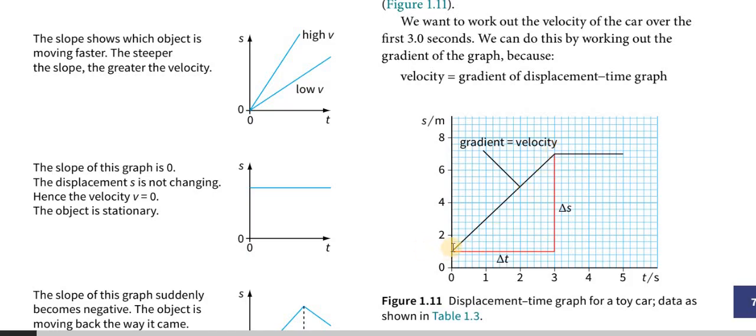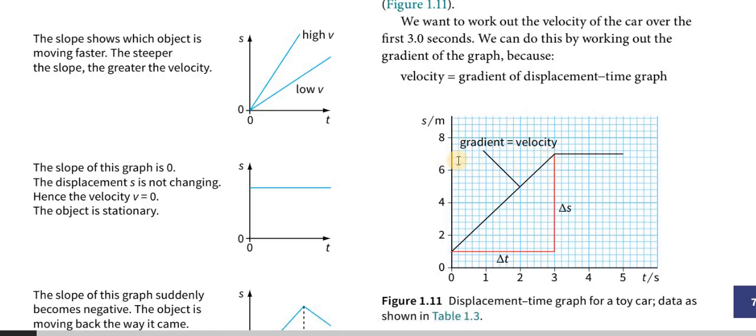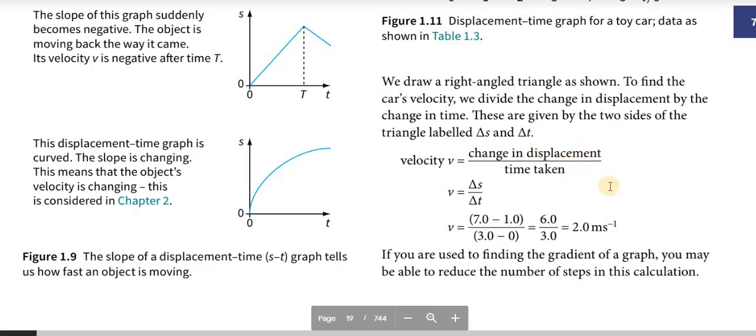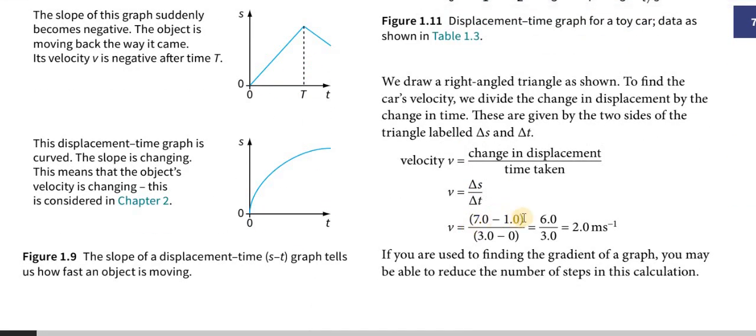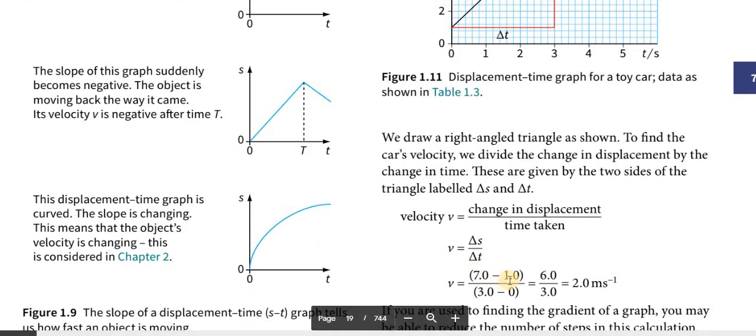The object starts at an initial displacement of about 1 meter, then moves for 3 seconds at a constant velocity until it reaches a displacement of about 7 meters. Okay, so if you want to find the velocity, you have to use this formula, change in displacement over time. That is 7 minus 1, you can see that over here, divided by the time taken for that change, which is 3 minus 0. Okay, so you will get 2 meters per second.